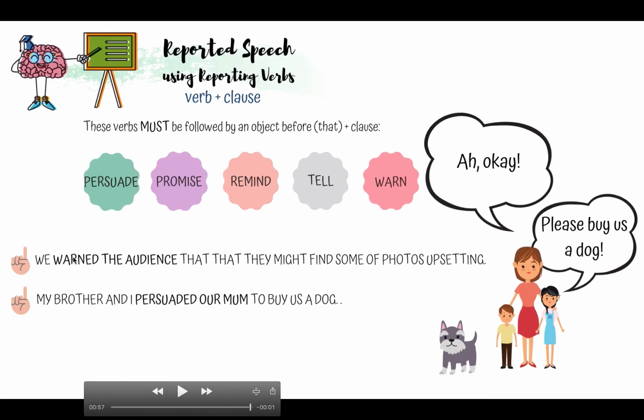Okay, so we have our verb, our reporting verb, plus the object, which is the audience, plus that and the rest of the sentence. Okay, the same thing for the second sentence here. My brother and I persuaded. So we have our reporting verb and our object of the sentence is our mum. Okay, and then the rest of the clause, to buy us a dog.